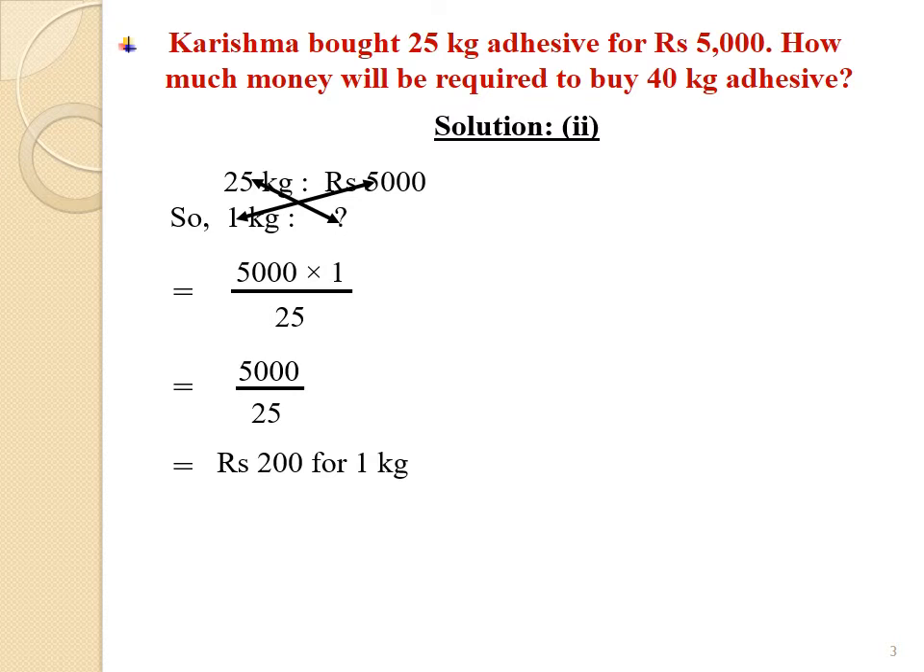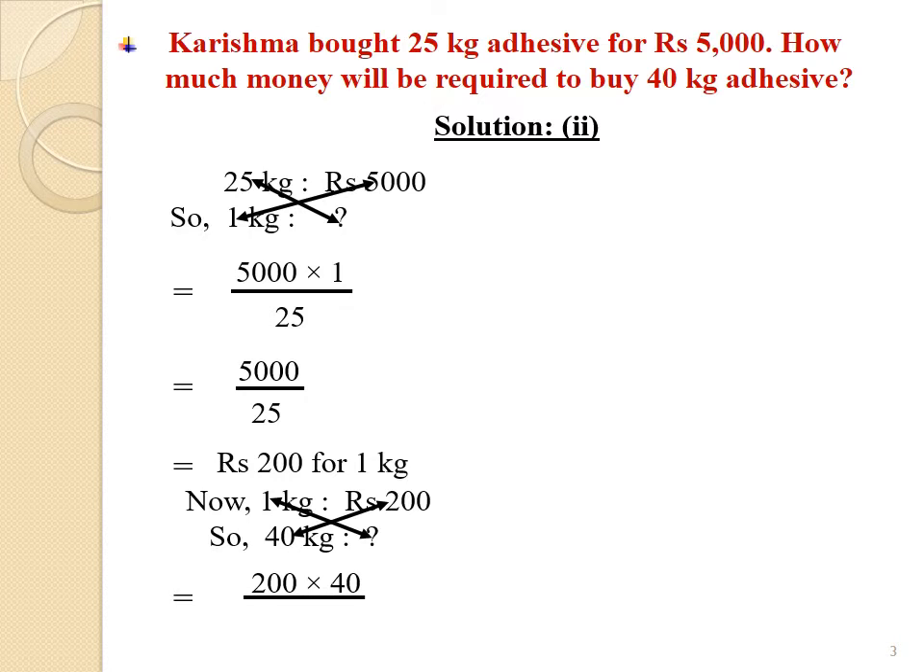Students, now we have to find out the cost price of 40 kilograms of adhesive. So now let's find out the cost price of 40 kilogram of adhesive. 1 kilogram, rupees 200. So 40 kilogram equals to how much? Now by cross multiplying, we get 200 multiplied by 40 by 1.